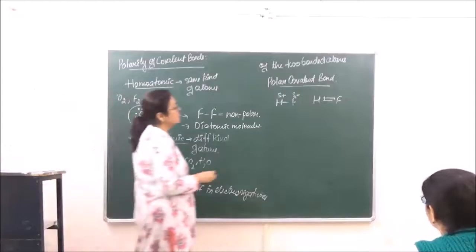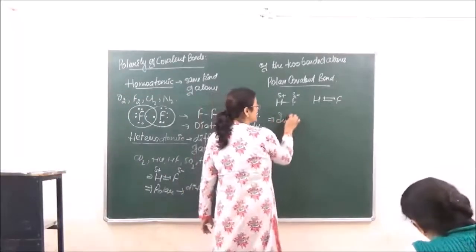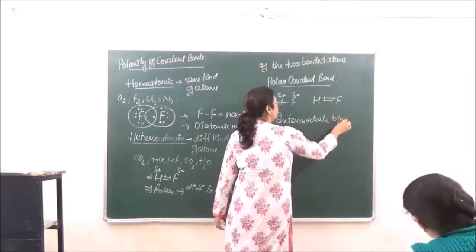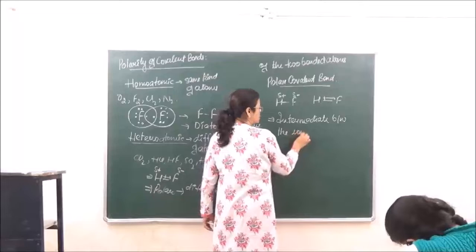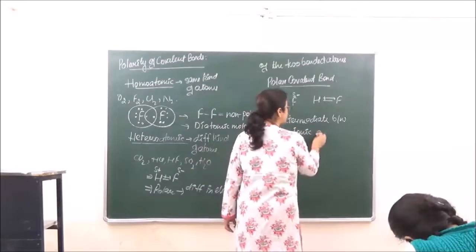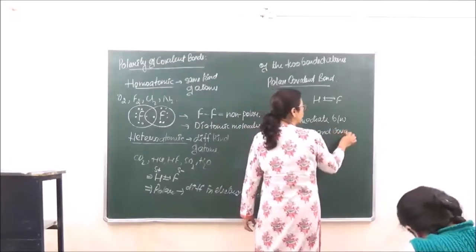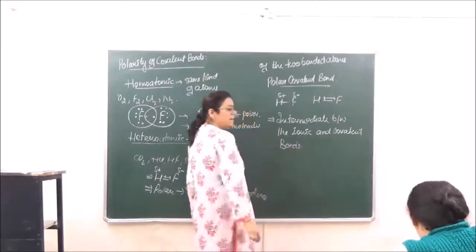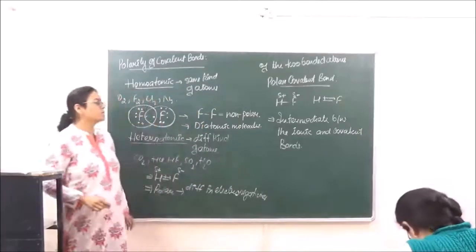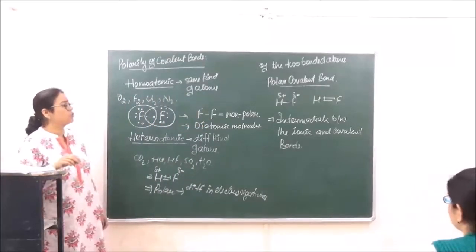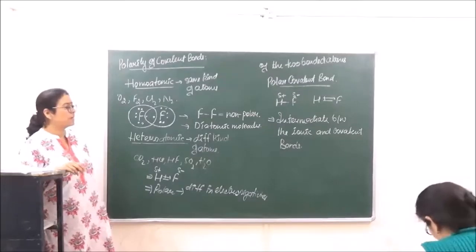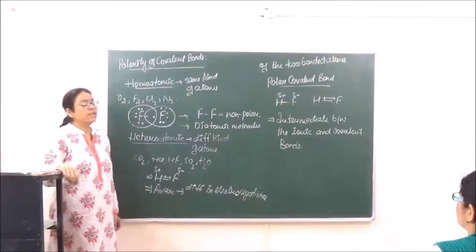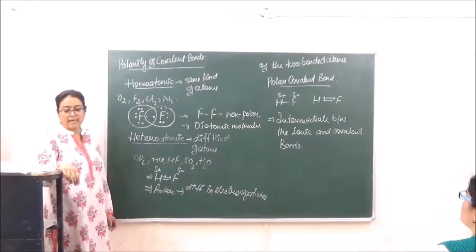Now these kinds of bonds are intermediate between ionic and covalent bonds, which means that they are not as strong as ionic bonds, but they are stronger than covalent bonds. So there is not completely electrostatic force of attraction present in these bonds as in the case of ionic bonds, but still they have slight partial charges, so they can be said to have partial ionic character.